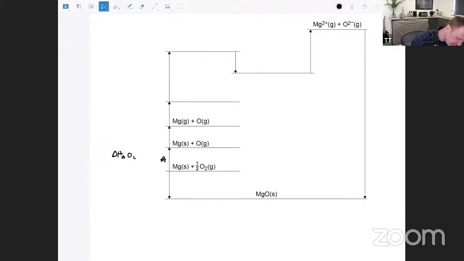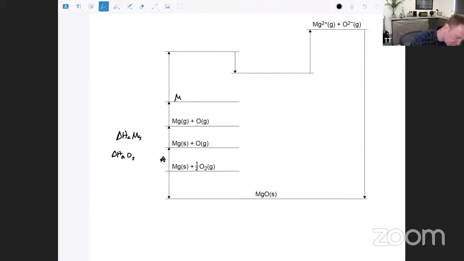Okay. For the next one, we're going from magnesium solid to magnesium gas. That is the delta H atomization of magnesium. So then what's next, guys? What would you do next? Good. Yeah, absolutely. So we need to ionize our magnesium, don't we? Okay.